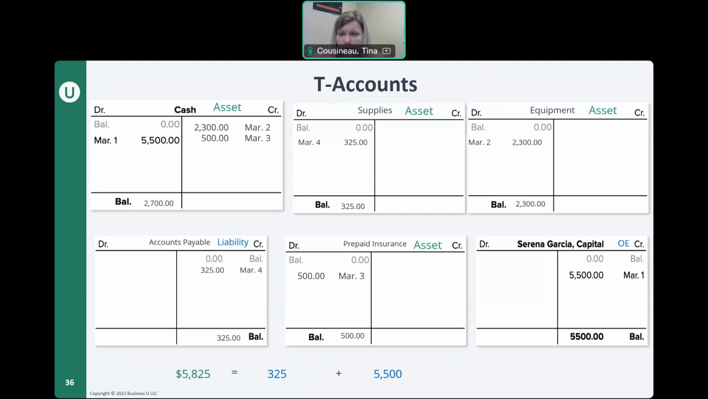So we look at it this way, adding up our T accounts, looking at our balances, our assets equal our liabilities plus our owner's equity. Our debits and credits are in balance. So if you were to add up your debits, you can see that our debit balances are our assets, right? And our credit balances are our liabilities and our owner's equity. Our debits equal our credits, and we are good to go.